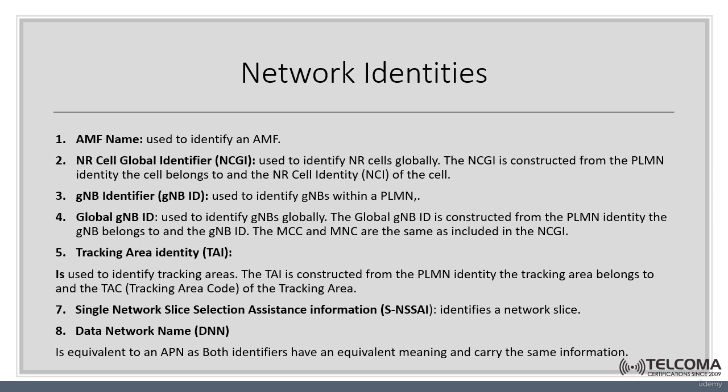The last network identifier we have is the DNN, which stands for data network name. And the data network name is equivalent to the APN because both identifiers have an equivalent meaning and they are carrying the same information. The DNN may be used for many functions. So for example, the DNN can be used to select the SMF and UPF for a PDU session. It can be used to select the N6 interface for a PDU session. And it can determine the policies to apply to this PDU session.